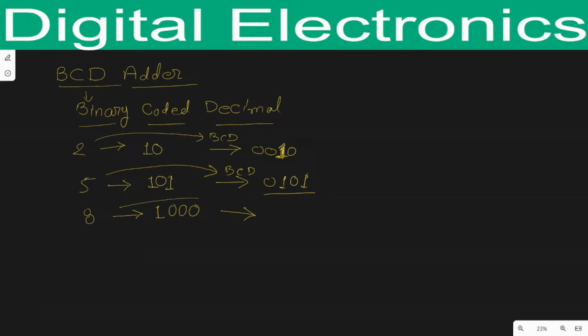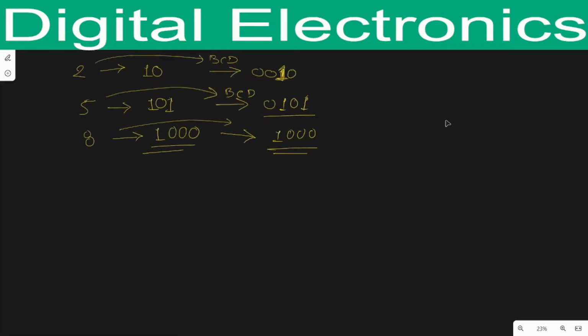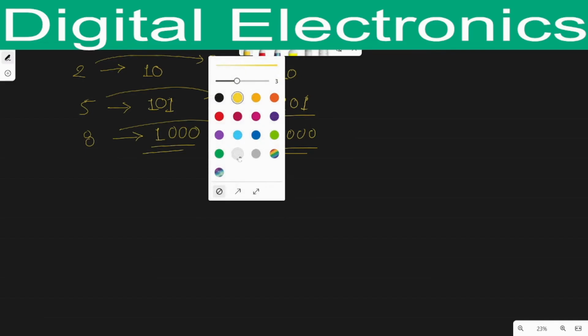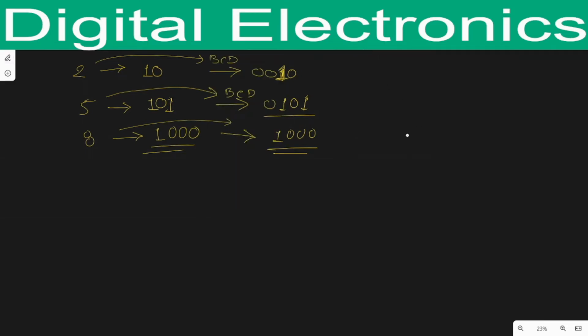Here the BCD representation of 8 is 1000. Here the binary and BCD are the same. Is it clear to all of you? Here the binary and BCD representations are the same. Clear? Okay. Now by using this BCD adder, we can add two BCD numbers.